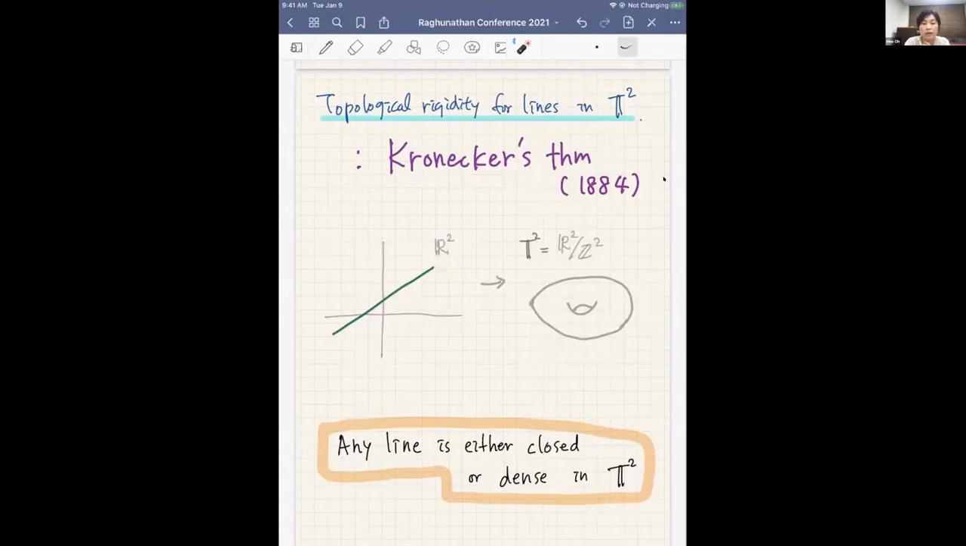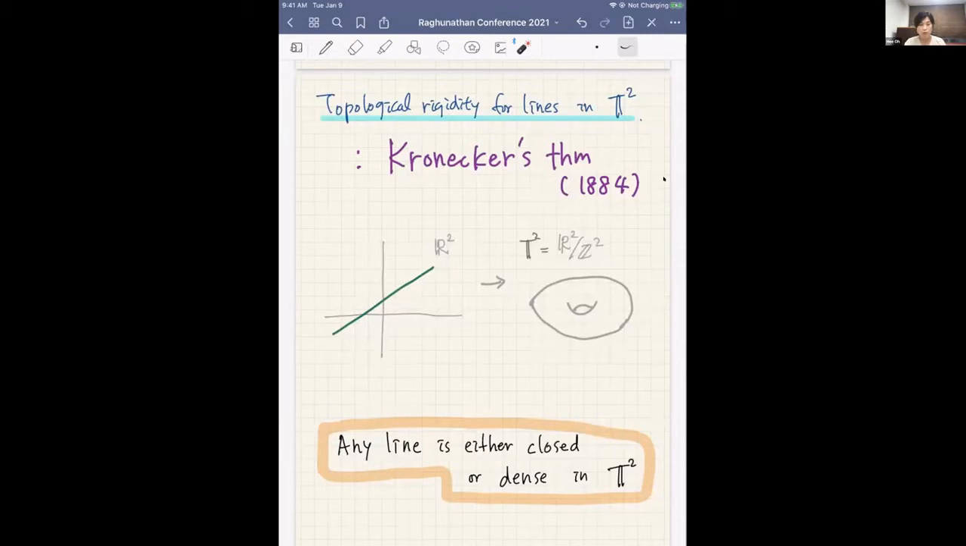We can actually say even more precisely. Whether the line is closed or dense is precisely determined by the slope of the line. If the slope is rational, then the line projects to a simple closed curve in T2. And if the slope is irrational, then we get a dense object in T2. This statement and the proof are very simple because the symmetry group Z2 is very simple to understand.